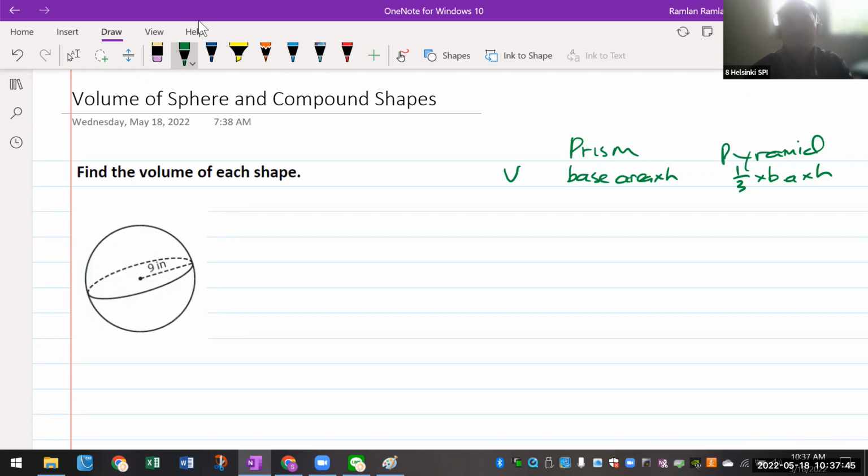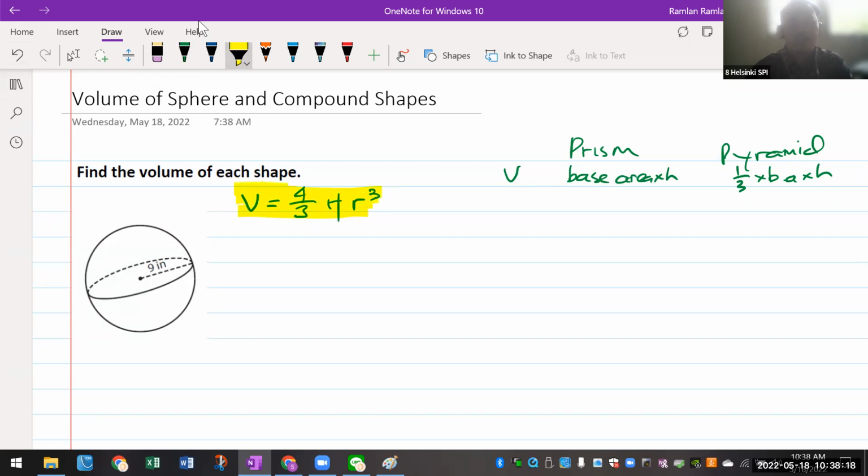For a sphere, we're not going to discuss how we get the formula because it's going to be quite long and we don't have time for that. The formula for the volume of a sphere is 4/3 pi r cubed. Notice that this is cubed because this is a three-dimensional shape, so you multiply the r 3 times. That's why it's to the power of 3. This is the volume of a sphere.